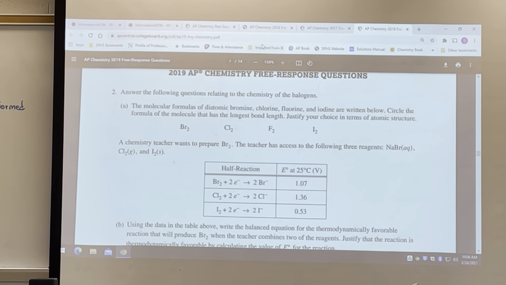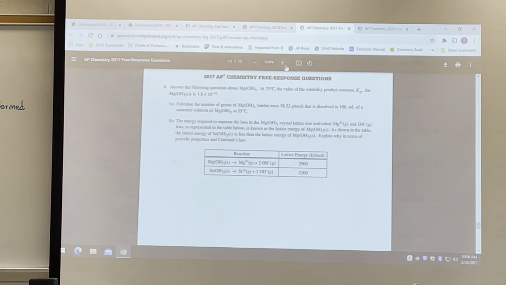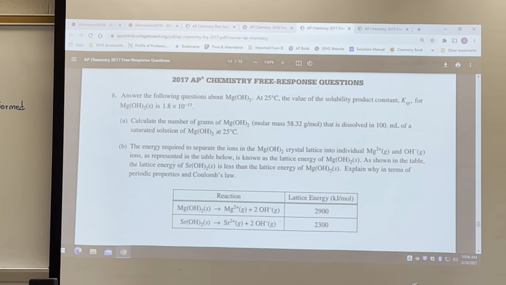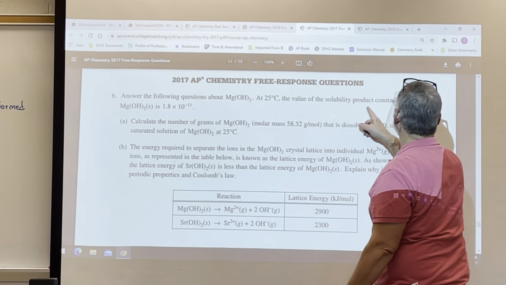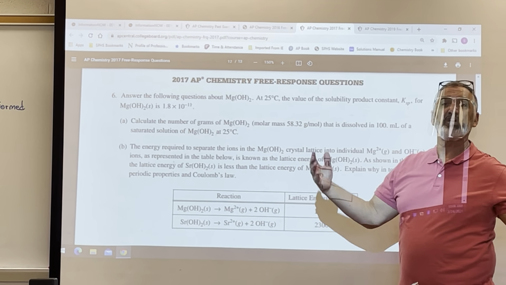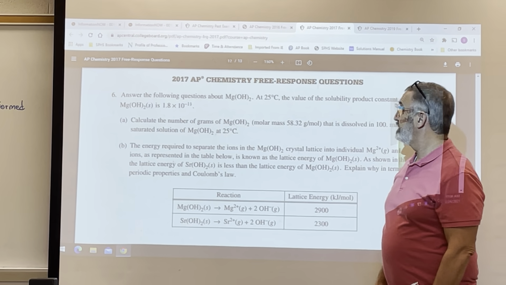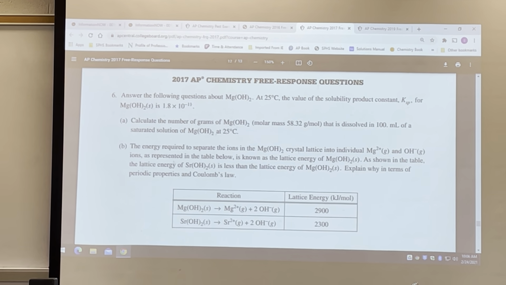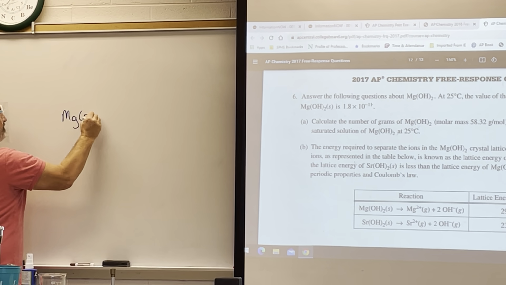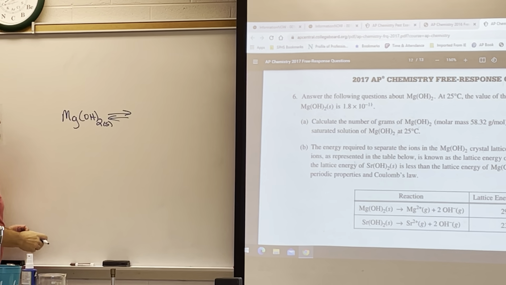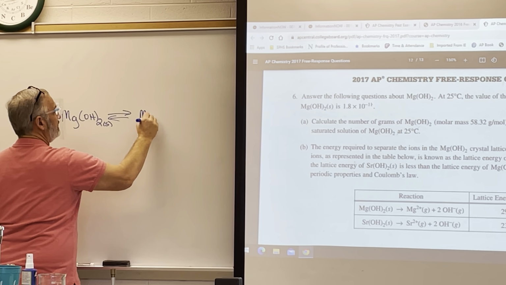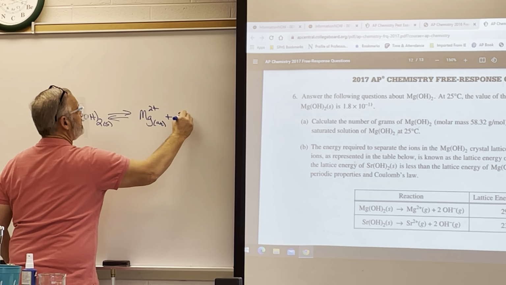Alright. So, here's 2017. This is a Ksp problem. Calculate the number of grams that dissolve in 100 milliliters of a saturated solution of Mg(OH)2. They give you Ksp. Let's not do this, let's just talk about how we would do this. What's probably a good first thing to do? Set up the equation. That's a very good place to start. And that's going to go to Mg2+ plus 2OH minus.